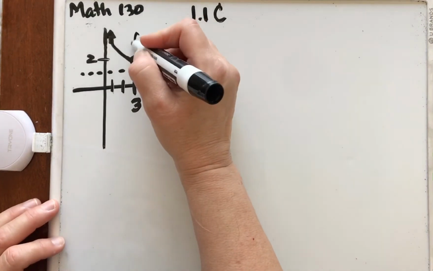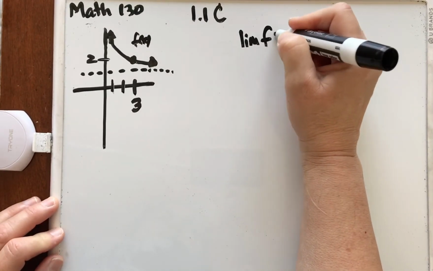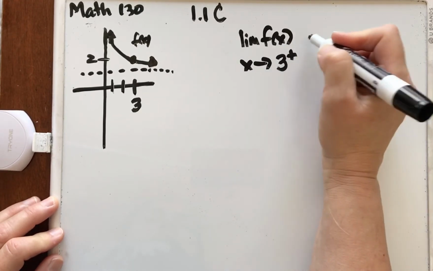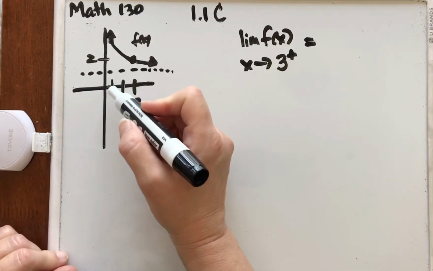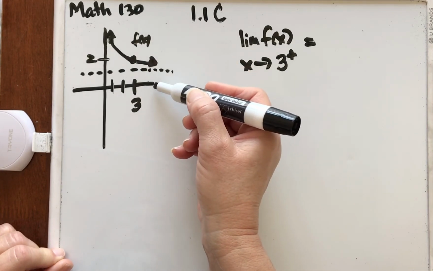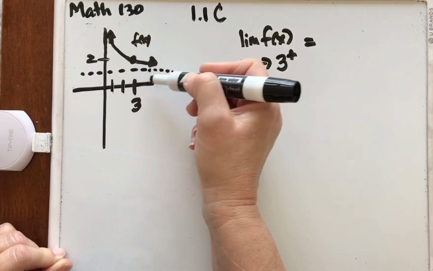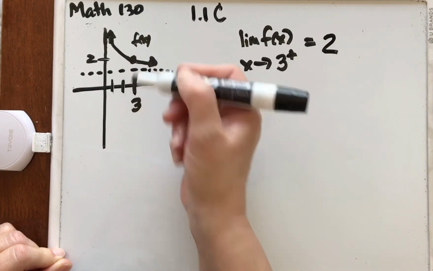Okay, so we're going to call this f of x. We're going to take the limit of f of x as x approaches 3 from the right. All right, I'll give you a minute to finish that. Okay, notice if we put in 3, we get 2. If we're approaching 3 from the right, we come this way, and then we keep going. Where's f of x going? It's going to 2. Coming from the right, it goes to 2.